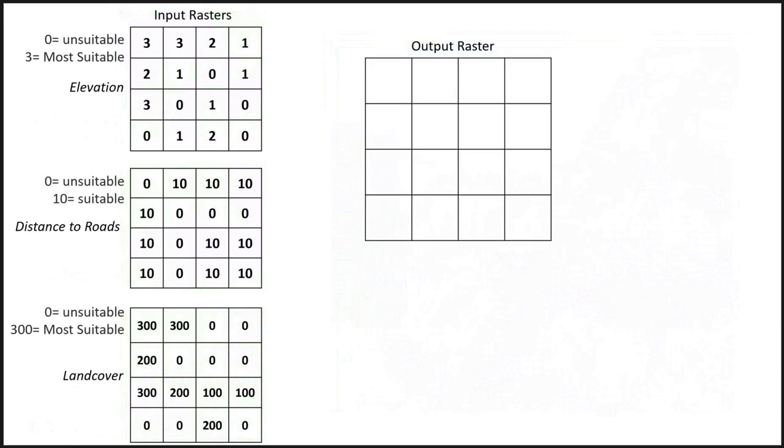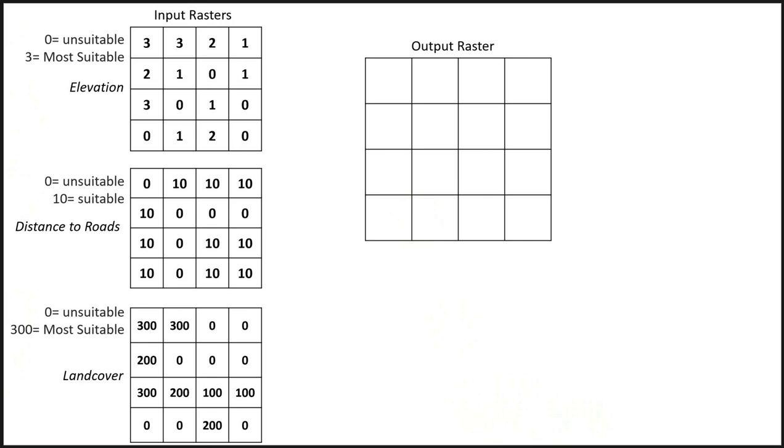All right, here's a challenge for you. I want you to draw this 4x4 grid that represents the output raster. Draw that out. Your inputs are elevation, distance to roads, and land cover. Each input has been classified not simply into suitable and unsuitable, but very suitable, moderately suitable, mildly suitable, and not suitable. So here we're adding another layer of complexity.